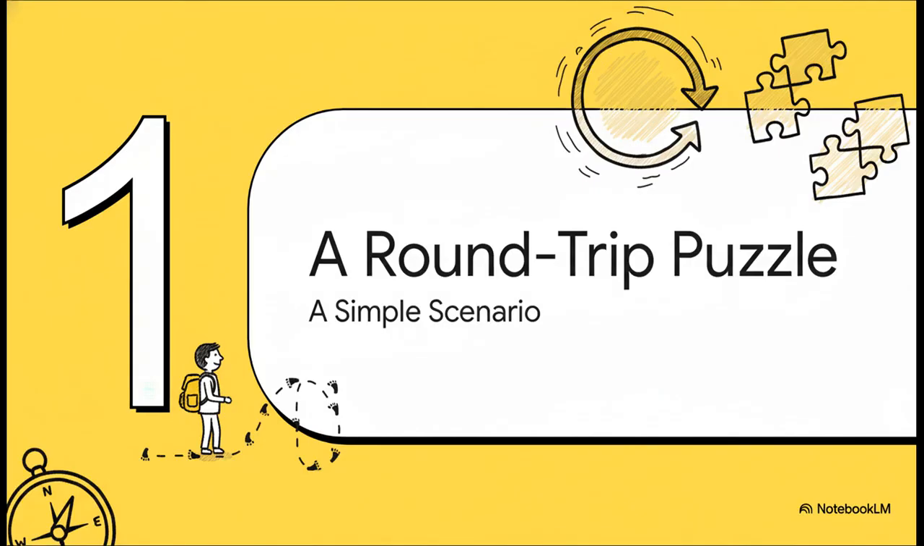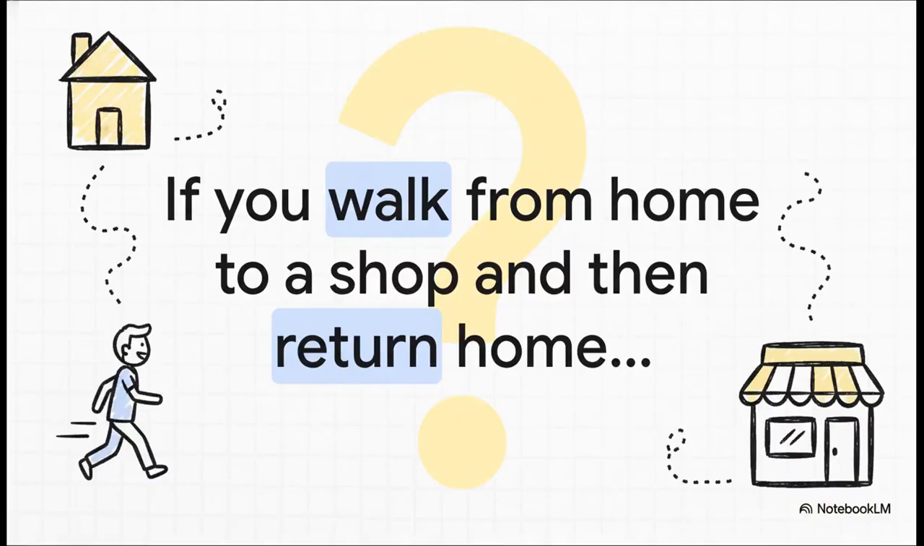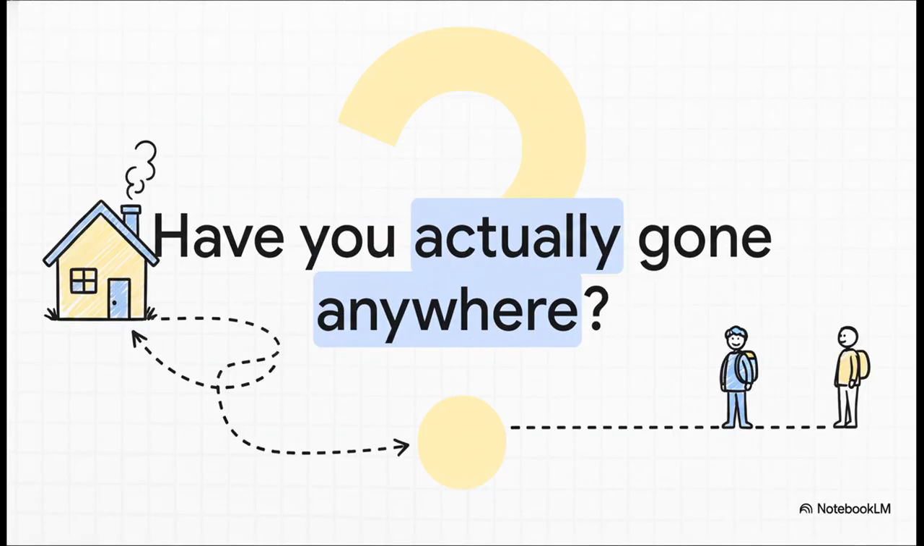To really get our heads around this, let's start with a super simple everyday situation. We're going to call it the round trip puzzle, and trust me, it's the perfect way to see these two ideas in action. Okay, so just picture this. You leave your house, you walk down the street to the local shop, maybe to grab a coffee, and then you walk straight back home. So here's the big question. Have you actually gone anywhere? It sounds like a trick question, right? But the answer, and this is the cool part, completely depends on how you measure your journey.